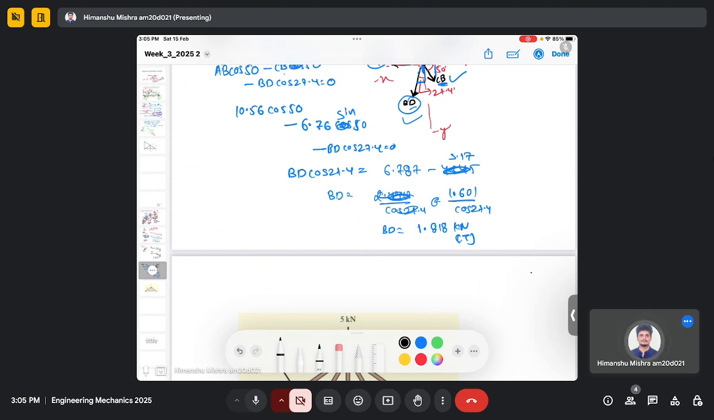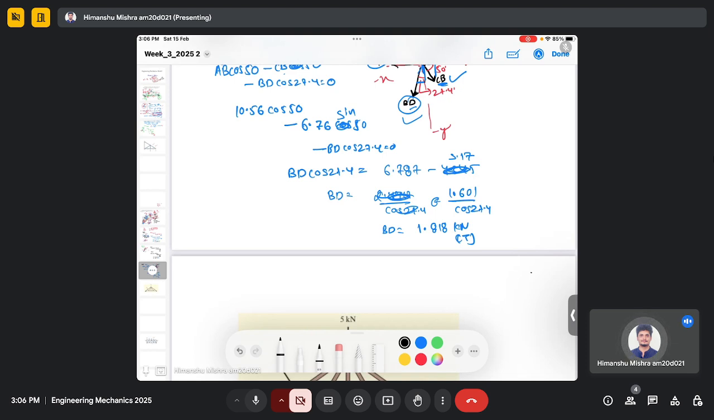So, hello everyone. In this class, we are going to start with the trusses problem. Last class we looked at some problems based on the method of joints. That method is applicable when we are given concurrent forces acting on the joint, and there we used the force equilibrium equations to calculate the unknown forces.